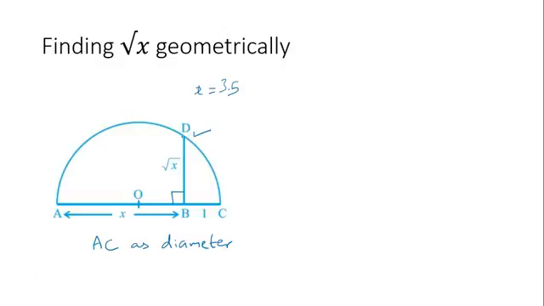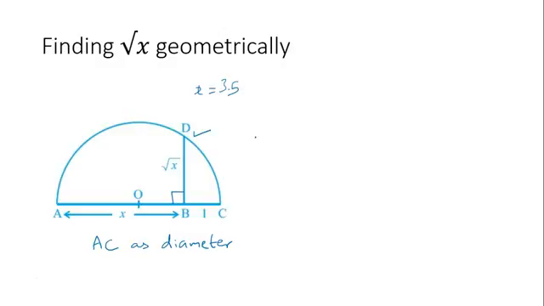Now the length BD will be equal to root of x. So this length BD will be equal to root x, and if you transfer BD to a horizontal number line, you can plot root x on the number line. We'll see that number line part in a bit. But before that, let's see how this construction works.